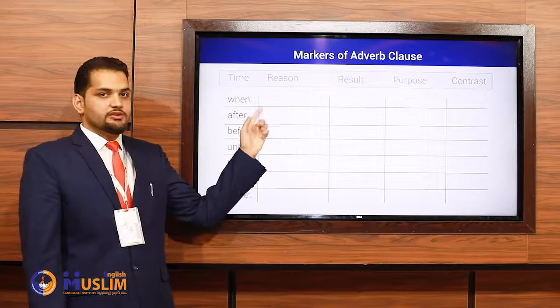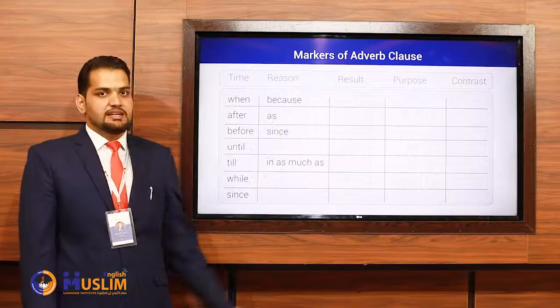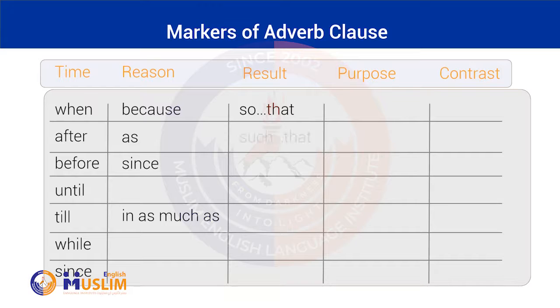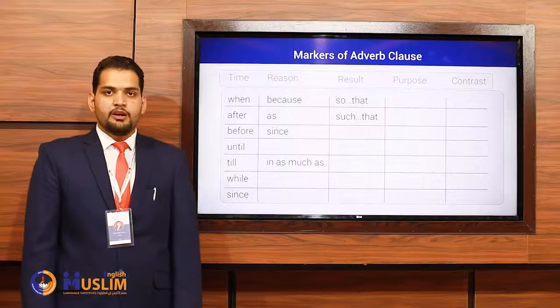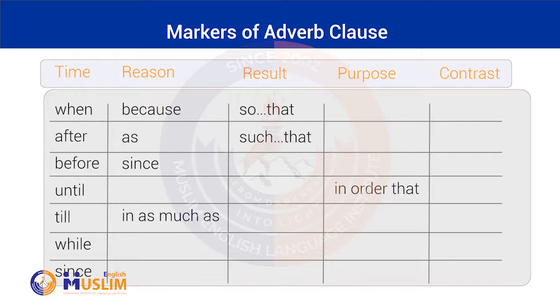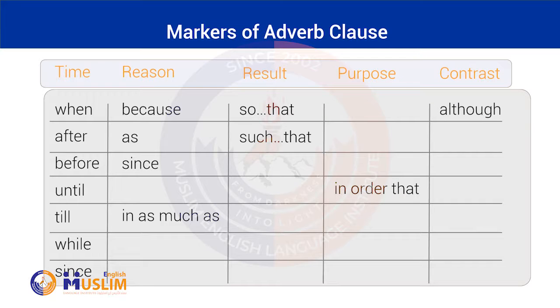Let's talk about the markers of adverb clause of reason. Number 1, because. Number 2, as. Number 3, since. And number 4, inasmuch as. All of them have the same meaning. Result: so that and such that. For adverb clause of purpose, we usually use the marker in order that. And for contrast, we use although, though, and even though.